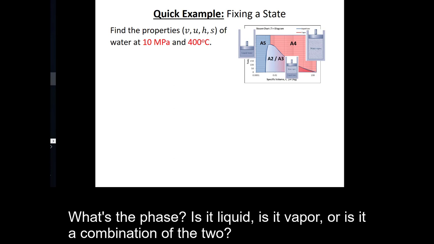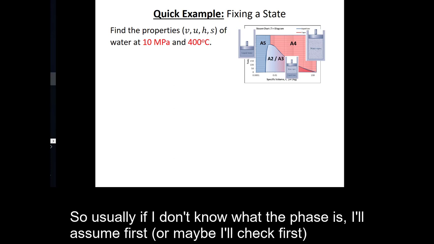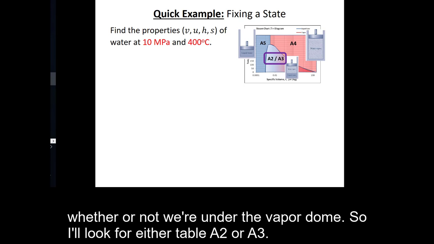Is it liquid? Is it vapor? Or is it a combination of the two? So usually if I don't know what the phase is, I'll assume first, or maybe I'll check first, whether or not we're under the vapor dome. So I'll look for either table A2 or A3.